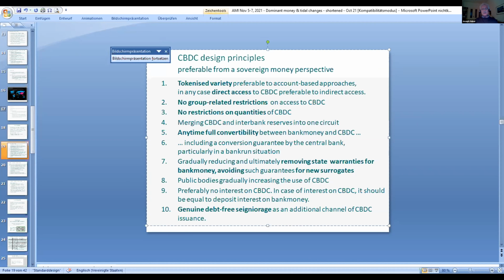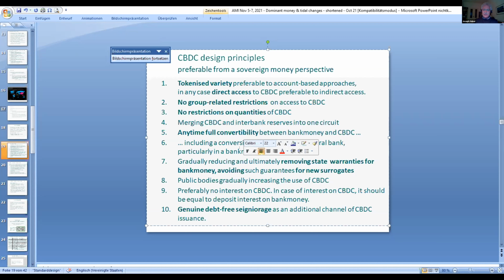The next question is whether there are restrictions on the availability of CBDC. And of course, my answer is no group-related restrictions. CBDC must be a universal means of payment, so all groups must have access to it, and there should be no restrictions on the quantities of CBDC available. Relating to this is the anytime full convertibility between bank money and CBDC.